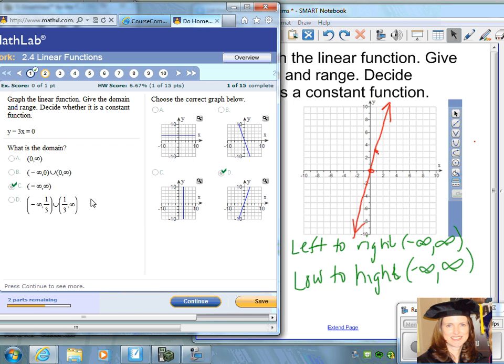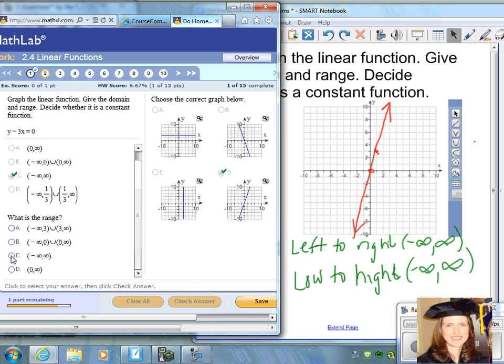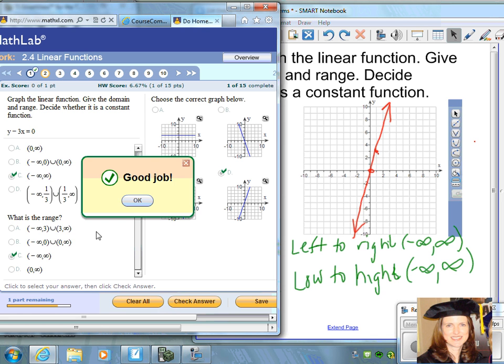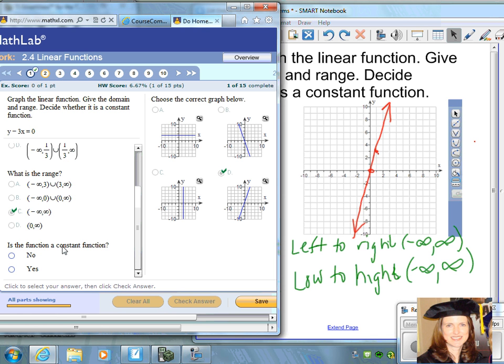Check your answer for domain and check your answer for the range. And then the last question is, is the function a constant function? It's only a constant function if the graph is horizontal, a flat line. This is not a flat line, so the answer to that question is no. If you look at the choices, choice A, if that was our graph, that is a constant function.